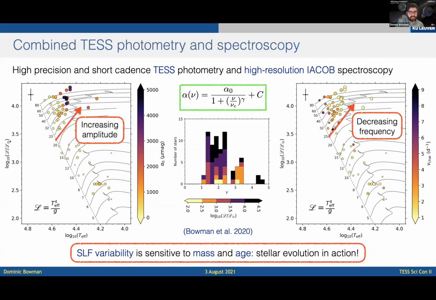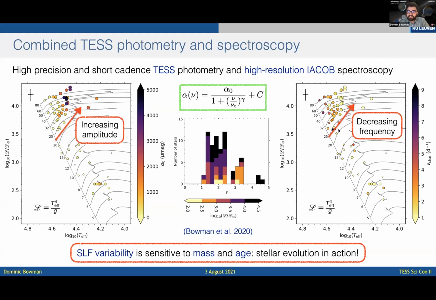So on the left, I could draw your attention to the location of the stars in this diagram. If you pay attention to the high mass stars, so everything above maybe 20 solar masses, you can see that there's a clear trend as you go from the zero-age main sequence towards the terminal age main sequence. The dots get a bit more dark in color, so they go from yellow to purple. And this is color coded by the amplitude of that stochastic variability. So as stars age, the amplitude of their variability increases.